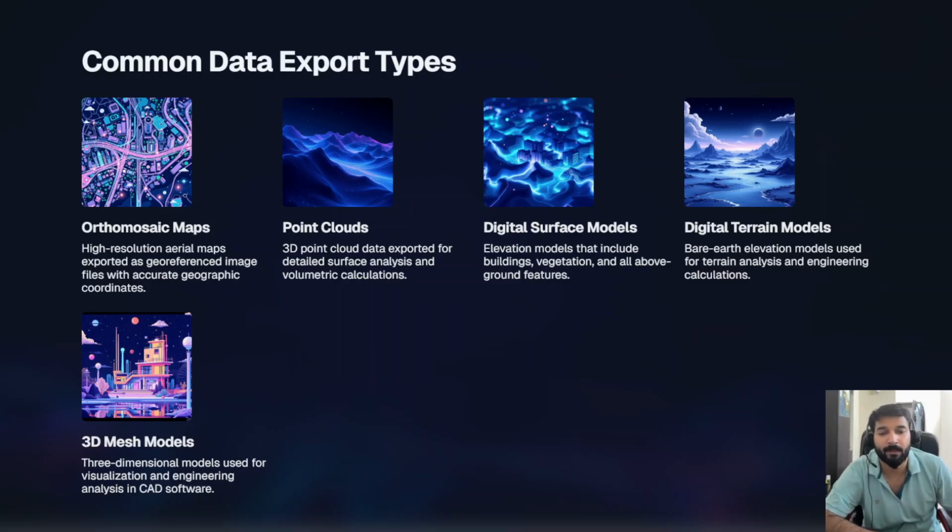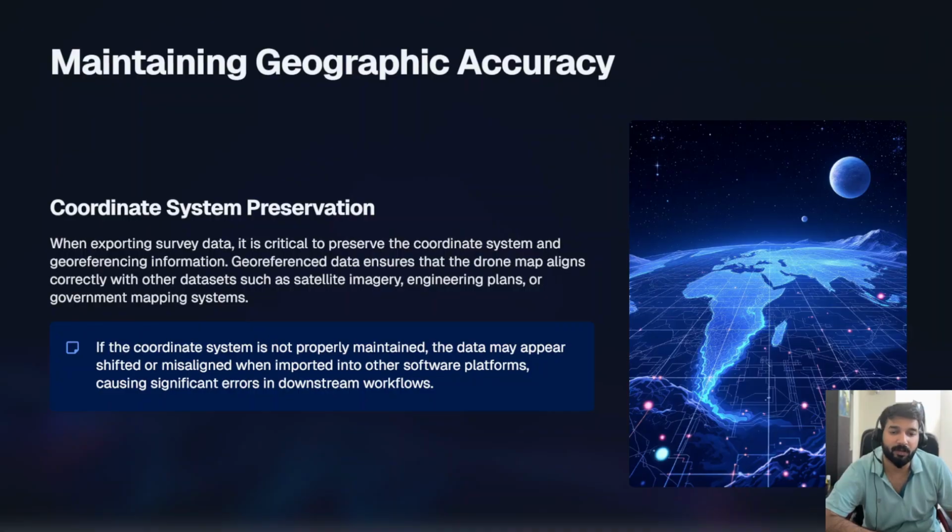Maintaining geographic accuracy. When exporting survey data, it is important to preserve the coordinate system and georeferencing information. Georeference data ensures that the drone map aligns correctly with other datasets such as satellite imagery, engineering plans, or government mapping systems. If the coordinate system is not properly maintained, the data may appear shifted or misaligned when imported onto other software platforms.